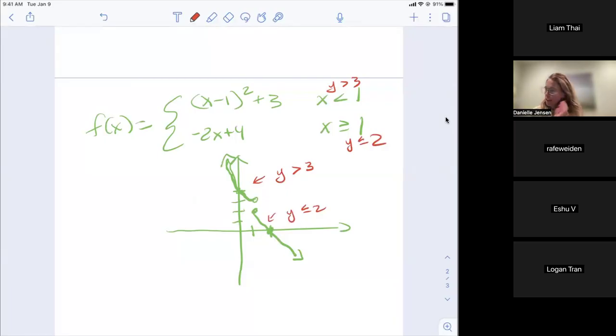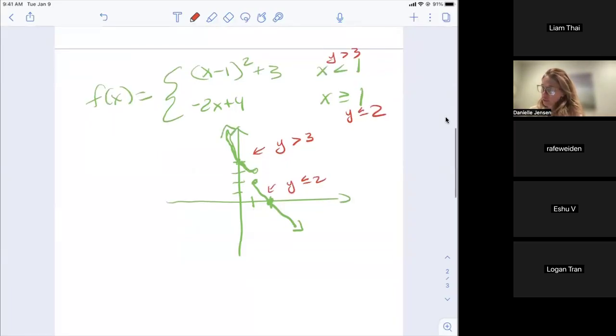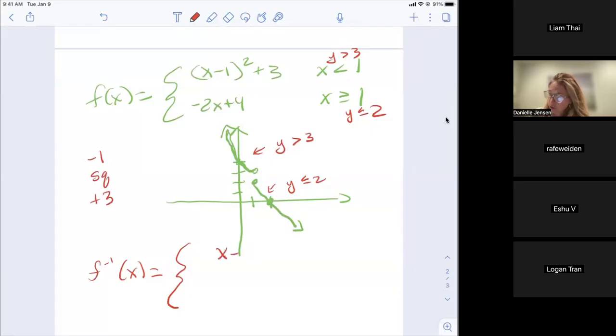Okay, so now to find the inverse. This one actually incorporated some stuff from Unit 1. Rafe, how do you prefer to find the inverse? Do you undo or do you switch x and y? For this one, I undid. Okay, so normally with (x minus 1) squared, you'd subtract 1, then you square, then you add 3. To reverse it, I'm going to subtract 3.